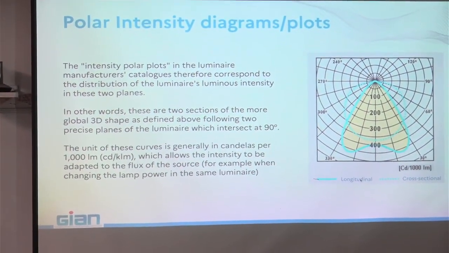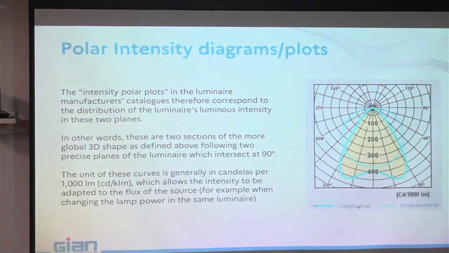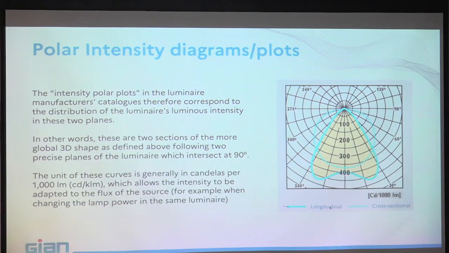Those two plans extracted from the photometric solid, we call them the polar intensity diagrams or plots. This is the official name, and usually in an old paper version of fixtures manufacturer catalogs, you will find it in that format. You have a single polar plot. One, the yellow here, is for the longitudinal, the C0, C180, and the other, the dotted, is for the transversal, for the cross-sectional, sorry.